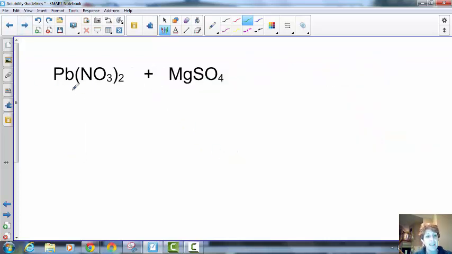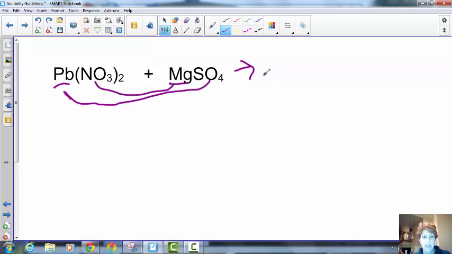All right, let's try one more together. Here I have lead nitrate and I have magnesium sulfate. So first thing I want to do is figure out my products. So I underline the metals. I say Pb is going to match up with the SO4, Mg is going to match up with the NO3. So Pb, over here I know it was a +2 because it crisscrossed down to here. And if you look up NO3, NO3 is a -1. So Pb is a +2, and SO4, I go ahead and look on table E, and that's a -2.